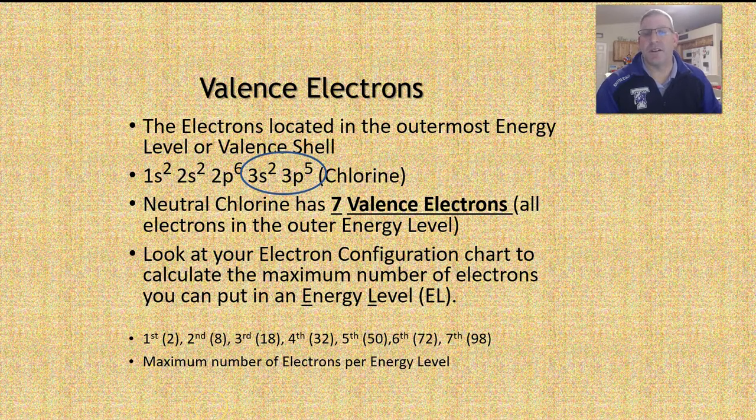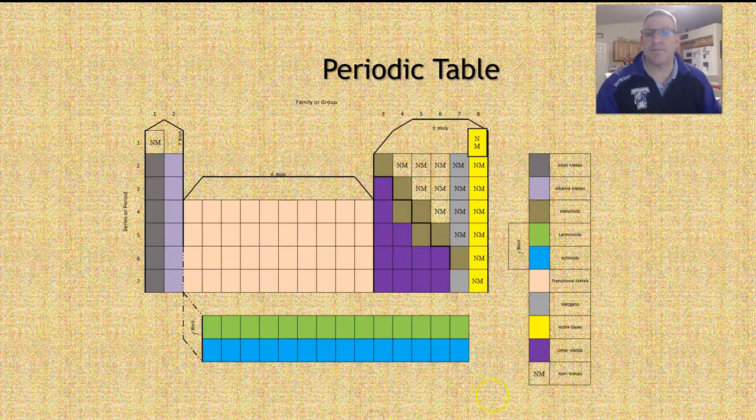For the third energy level, the rules begin to change. We can have up to 18 electrons in the third energy level, 32 in the fourth energy level, 50 in the fifth energy level, 72 in the sixth energy level, and 98 in the seventh energy level. Those are the maximum number of electrons for each energy level that we use.